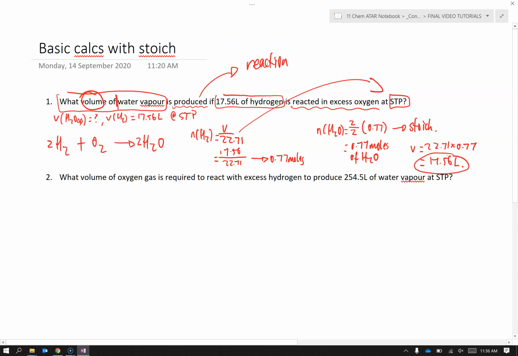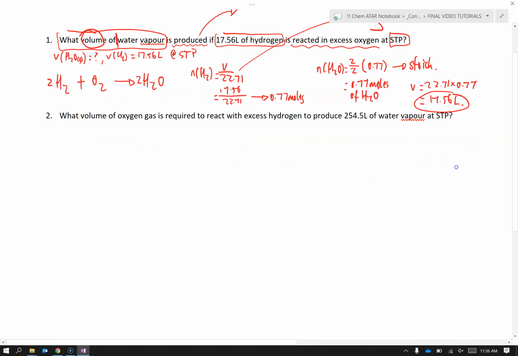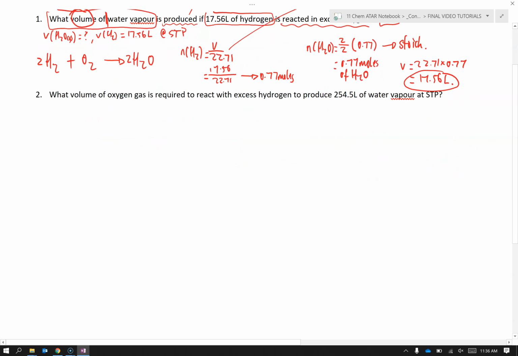Done and dusted. Now, next question here: what volume of oxygen gas is required to react with excess hydrogen to produce 254.5 litres of water vapor at STP? Again, it's an STP calc, so it's simple. We do know it is a stoich calc because we are seeing this word react, and we have seen the word produce, so we know that this is a chemical reaction. So we've already written the equation, but we'll write it again, pretend it is a whole brand new question. So 2H2 plus O2 produces 2 waters. Get those two bad boys together.